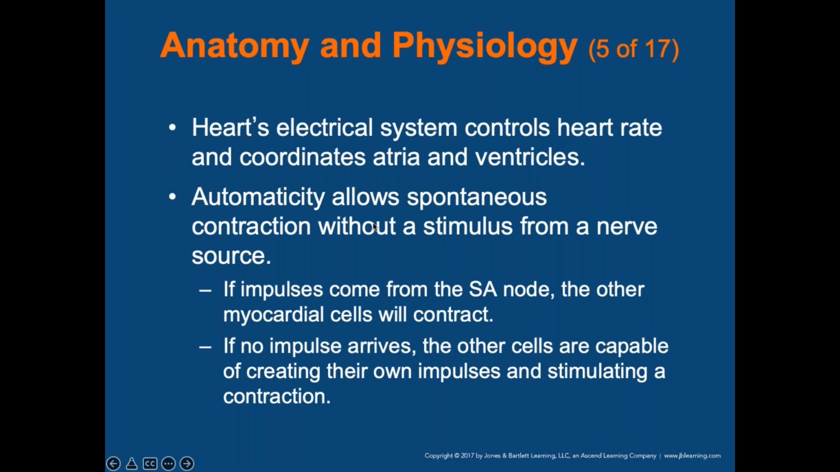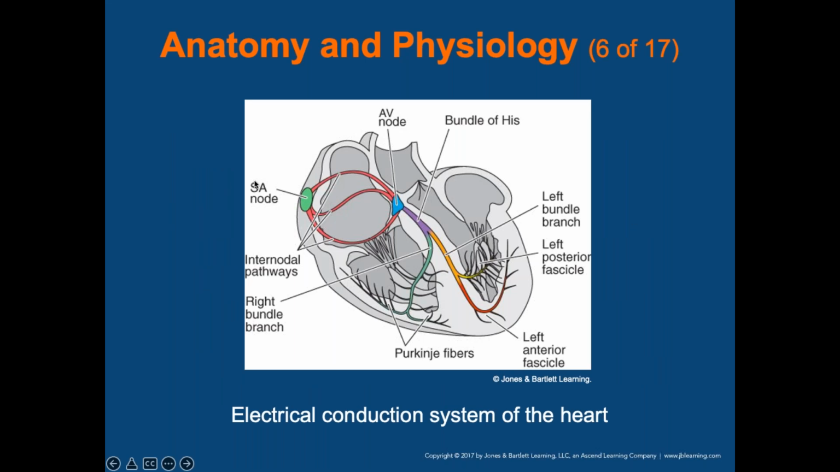So now we have the heart's electrical system, which controls heart rate and coordinates atria and ventricles to pump. The heart generates its own electrical impulse starting at the sinus node, what they call the SA node or the sinoatrial node. The impulses then pass from the atria to the ventricles, automatically allowing spontaneous contraction without a stimulus from a nerve source. As long as the impulses come from the sinoatrial node, the other myocardial cells will contract when the impulse reaches them. If no impulse arrives, however, the other myocardial cells are capable of creating their own impulses and stimulating a contraction. So let's go to the next slide here.